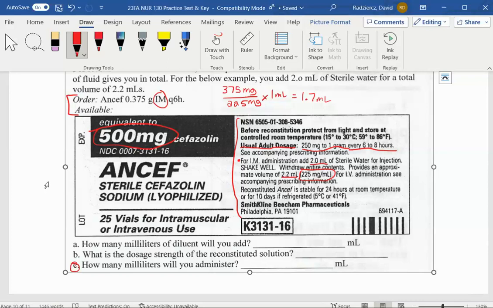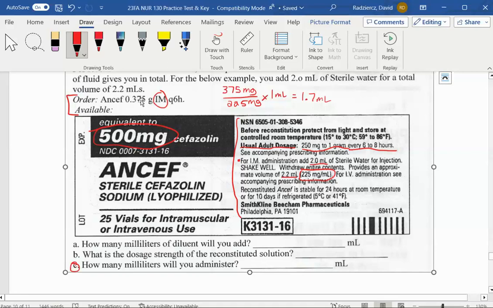You need to actually look at the directions, and it tells you specifically what the concentration is after it's been mixed. So as you can see here, it says they added 2 milliliters of sterile water. It gave a total volume of 2.2 milliliters for an actual concentration of 225 milligrams per milliliter. Once you know how to look for that information, then you can carry on with the rest of your calculation.